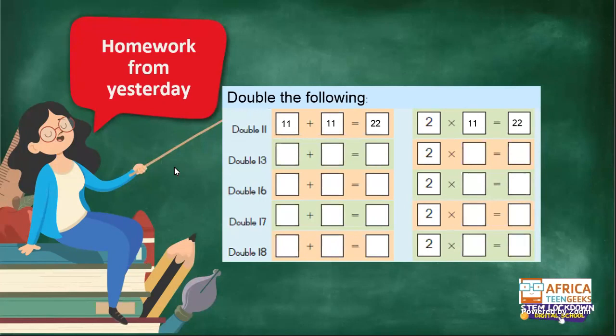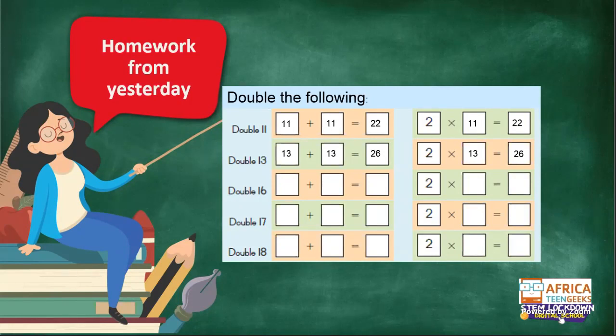Right. Now the next one. Oh, I want to ask you something. Can you remember last week we did half? So what is the half of 22? Then we know it's 11. Now double up 13. 13 plus 13 equals 26. And 2 times 13 is 26. Again, I can ask you what is the half of 26, and you have to know it's 13.